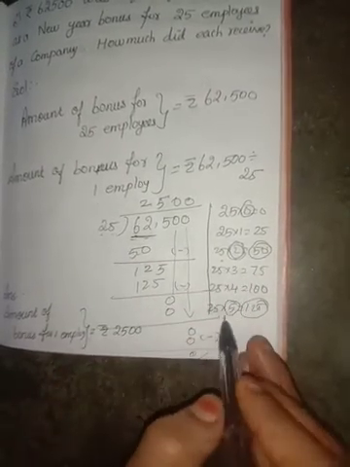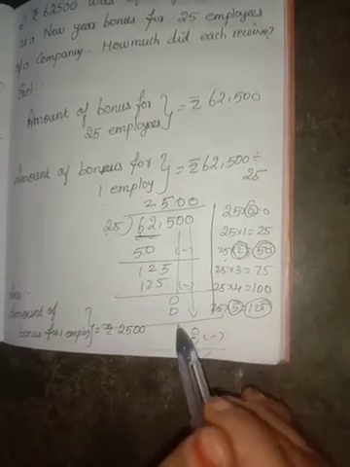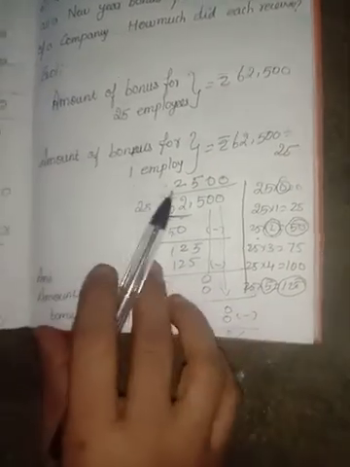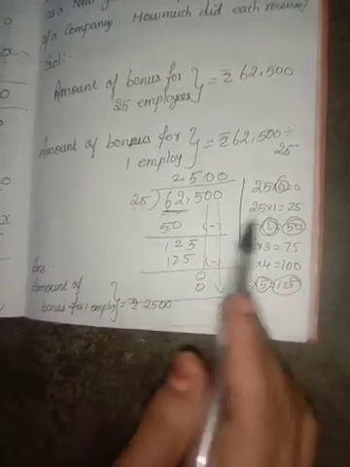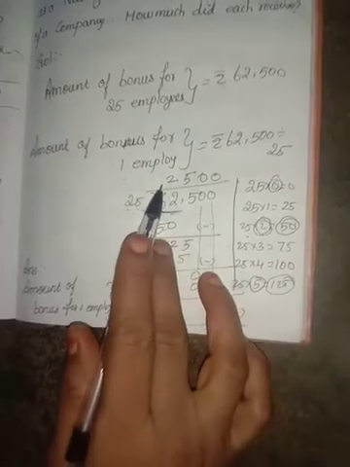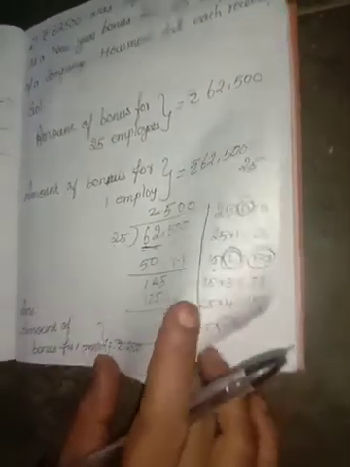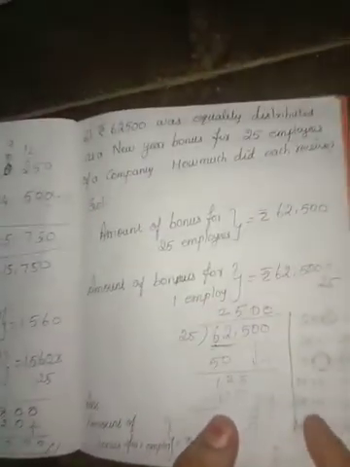Again multiplying these two numbers we get 5 25s are 125. Subtracting this number we get 0. Then 2 zeros: 25 zeros are 0. So the bonus for one employee is equal to rupees 2,500. Okay, a little clarity.